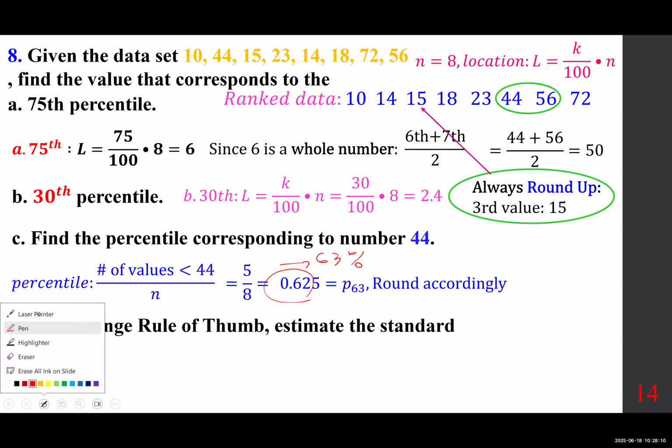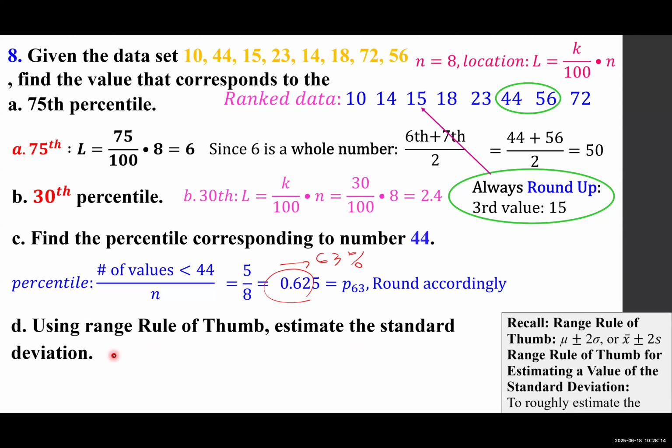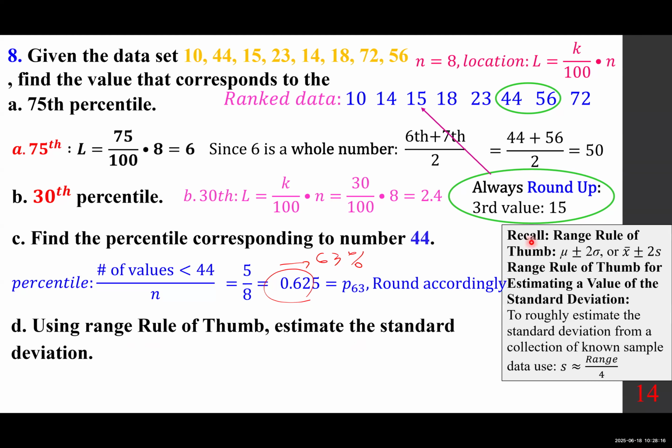Using range rule of thumb, estimate the standard deviation. So reminding everyone, according to the range rule of thumb, mu plus minus 2 sigma or x bar plus minus 2s, that is the range rule of thumb. So estimating the standard deviation happens to be to roughly estimate the standard deviation from a collection of known sample, S is range divided by 4.